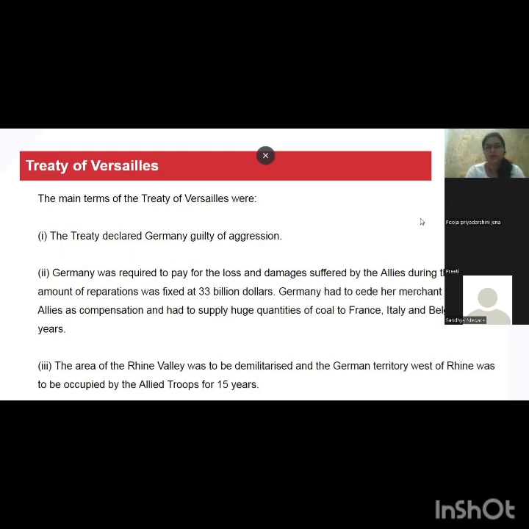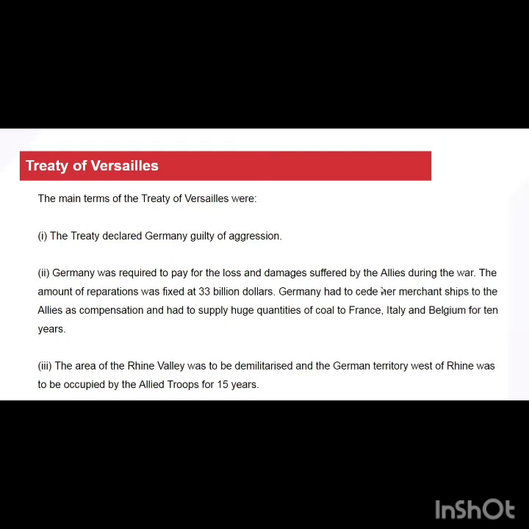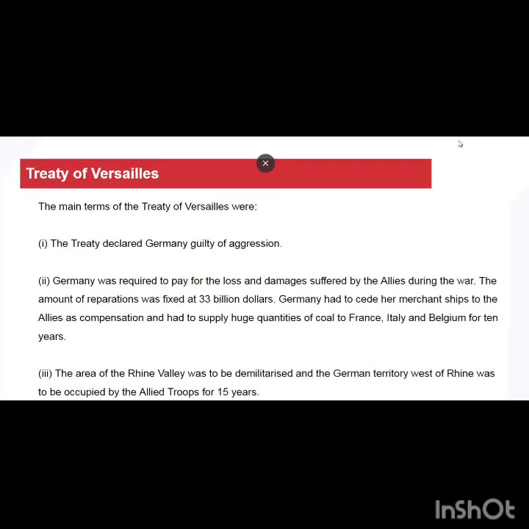Okay, apart from that, Germany was compelled to pay an amount for compensation, and that amount was $33 billion. Okay, so it was such a big amount that Germany had to pay, $33 billion.